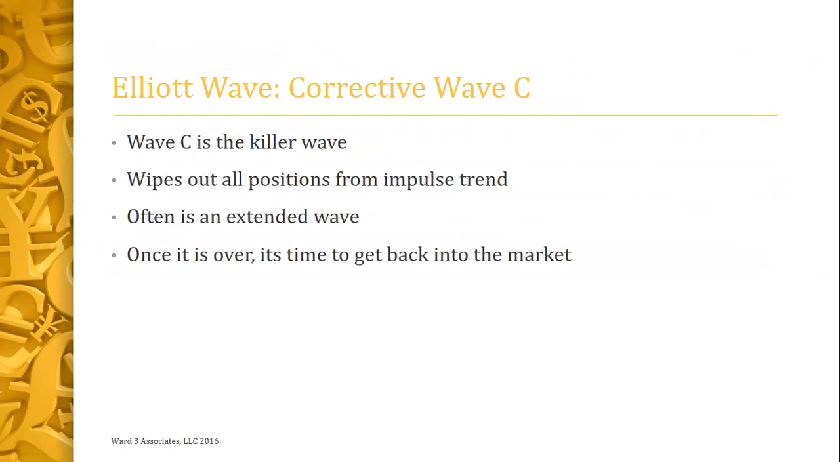All right. Corrective wave C is usually the killer wave. It wipes out a lot of positions from the impulse trend because it's a strong move in the opposite direction. It's usually going to strongly move until it hits some kind of support. It's often an extended wave, but once it's over, it's time to get back into the market and follow the impulse moves again.